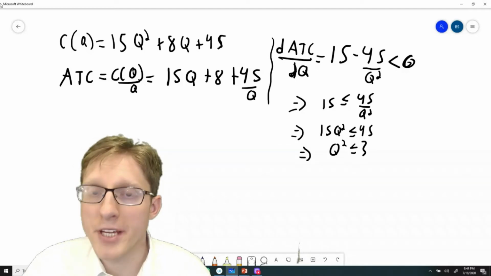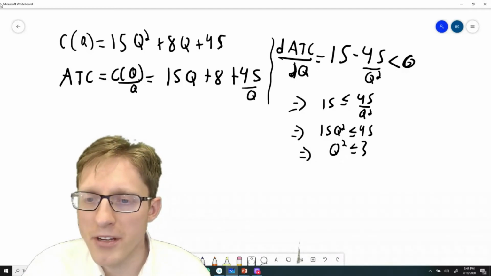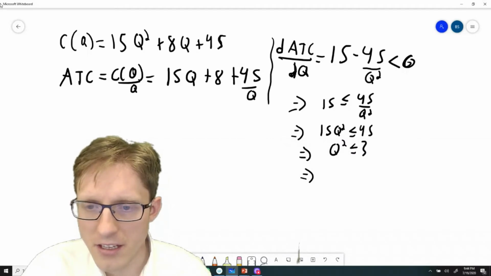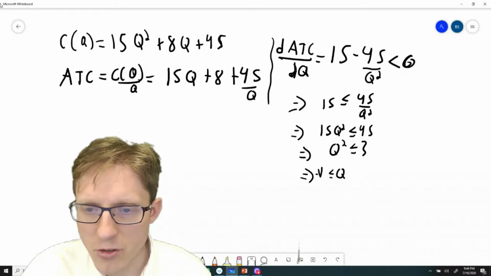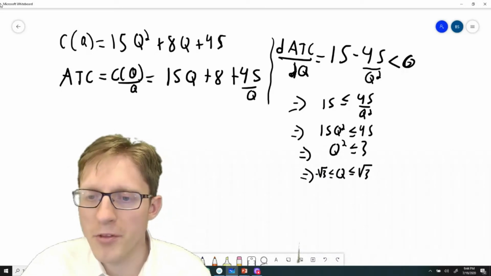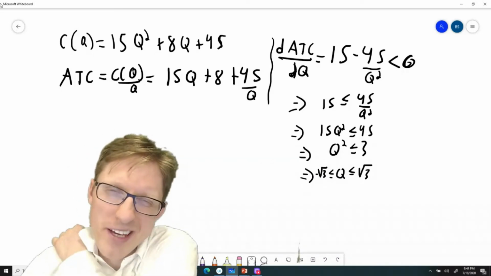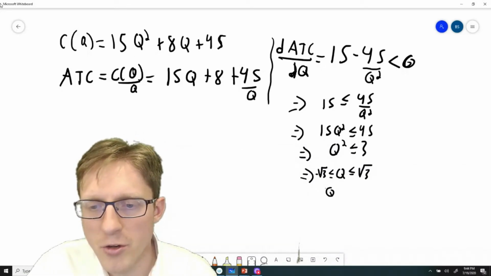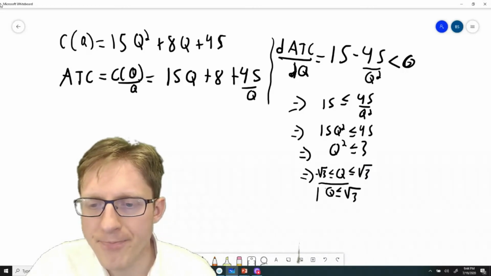Now you have to be a little bit careful when you're taking the square root, but you can see here that this implies that Q is between minus square root 3 and positive square root 3. Doesn't really make sense to have negative levels of output, so we can just say that Q is less than or equal to positive square root 3.